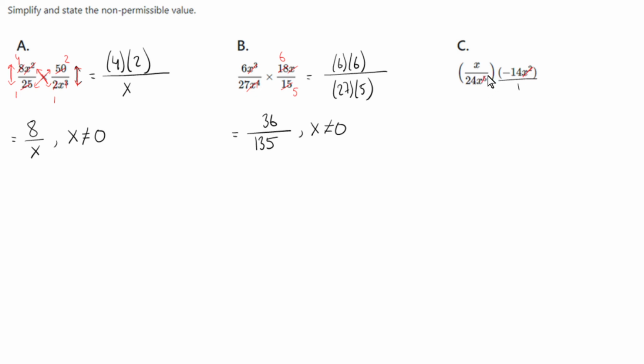So we're just going to be left with x cubed. And then this x will cancel against 1 of the x's here. So we're left with x squared. Okay. We can also divide the negative 14 by 2, giving us negative 7. And 24 divided by 2 is 12. So what's left? In the numerator, we're left with a negative 7. In the denominator, we're left with a 12x squared. We need to determine the non-permissible values, so x cannot equal 0 here.